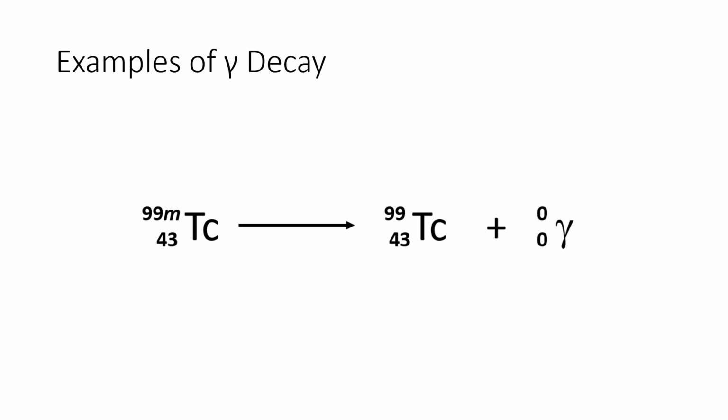For example, in the decay of radioactive technetium-99, a gamma ray is emitted. We can see that the identity of the parent material does not change, as no particles are physically emitted. A superscript m here is known as isomers. Isomers are nuclides with equal proton number and equal nucleon number, but different energy states.